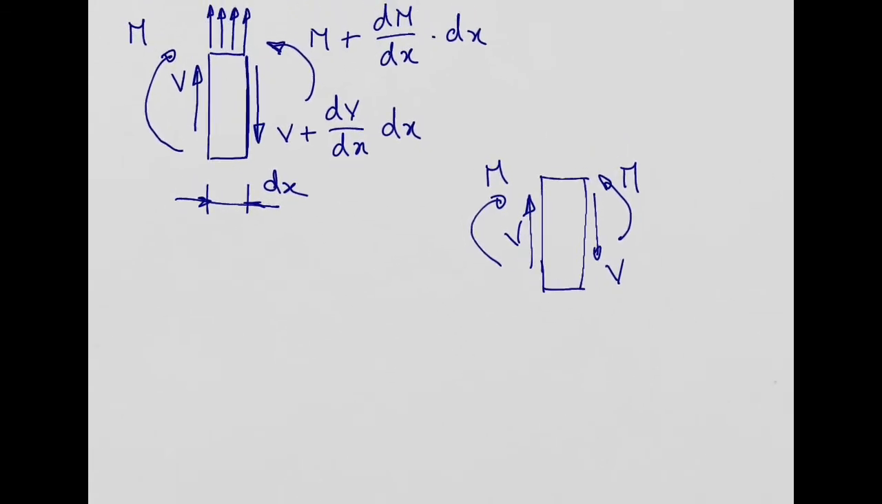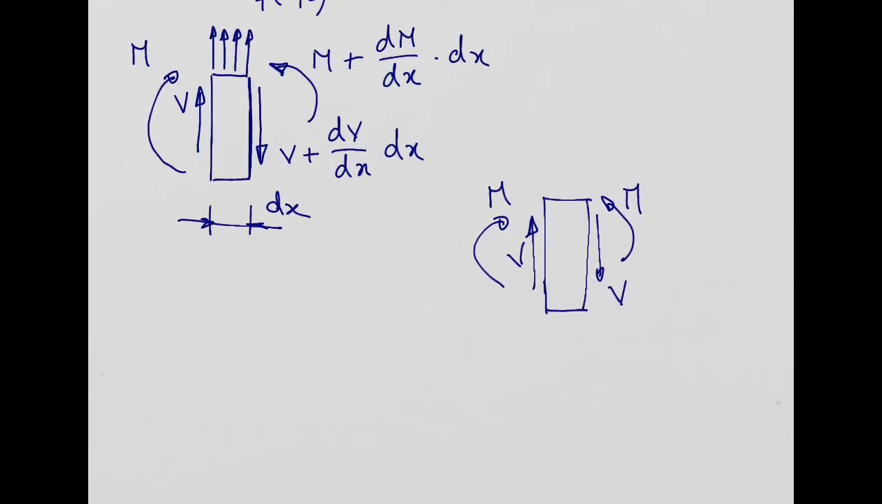The reason why they need to have these orientations, this transverse shear force and moment, is if you do summation of forces in the y direction, you get V minus V, and this is equal to 0. The forces are in equilibrium, right? If you do the same for the summation of moments, you get minus M plus M, which is equal to 0. So they are in equilibrium, right?